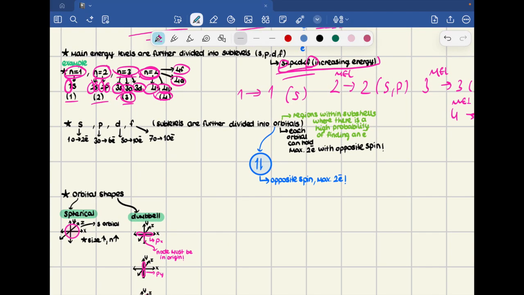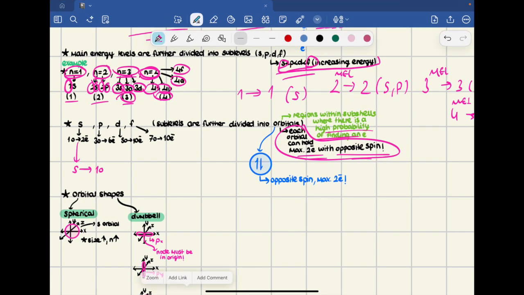Sublevels are further divided into orbitals, and orbitals are regions within subshells where there is a really high probability of finding an electron. This is a really important piece of information. Each orbital can hold a maximum of 2 electrons with opposite spins. The s sublevel has 1 orbital inside it, and as an orbital can hold a maximum of 2 electrons, its maximum electron number is 2.